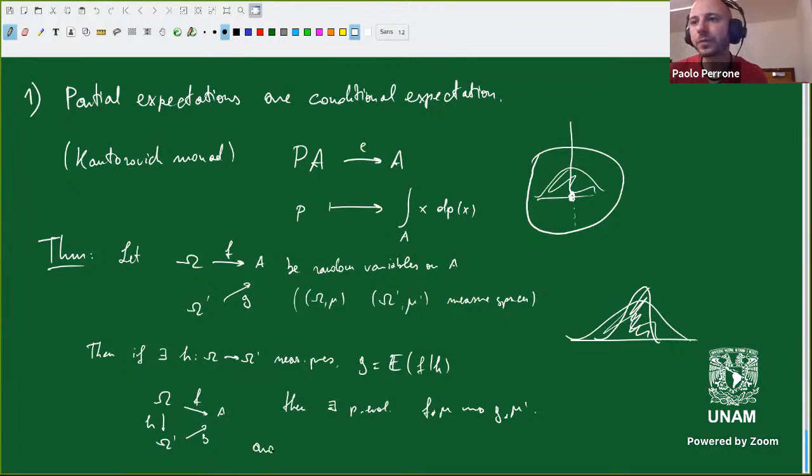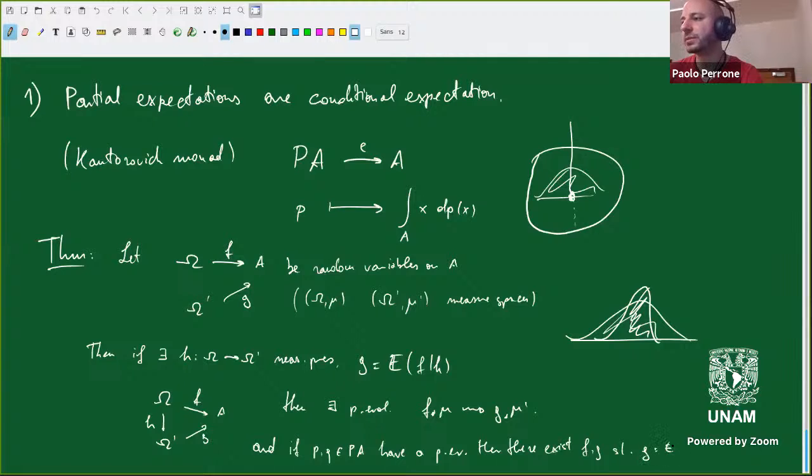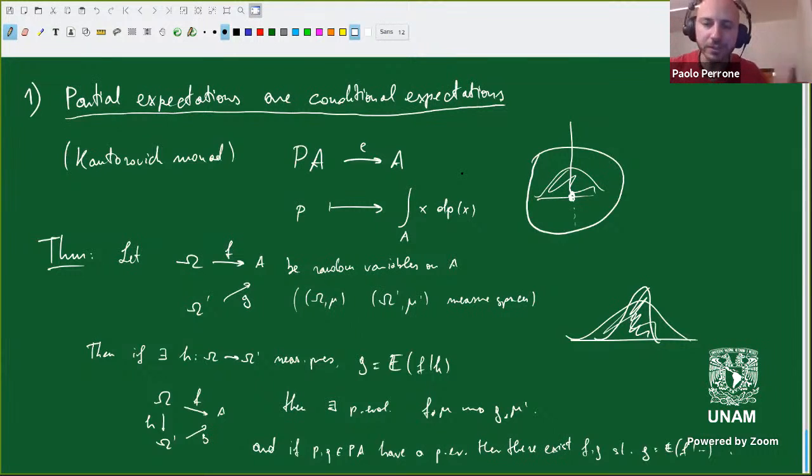And moreover, there's kind of a converse, like it's somehow weaker, and like if P and Q in PA have a partial evaluation, then there exist random variables such that g is a conditional expectation of f given something. Okay, so moreover, all partial evaluations arise that way. And so in some sense, partial evaluations are conditional expectations, meaning that they are what's left of conditional expectation when you look at the image measures of your random variables.